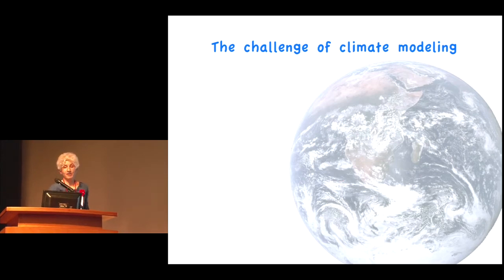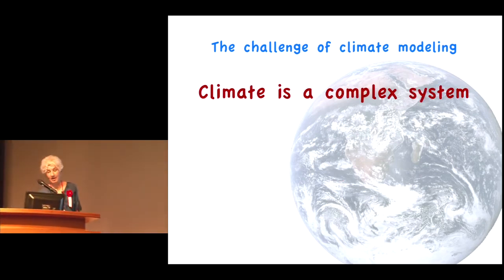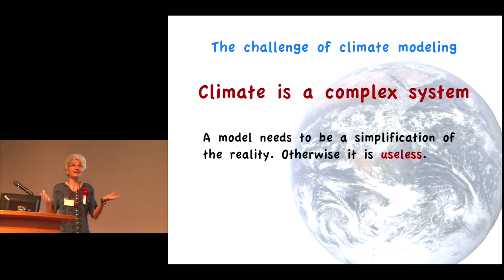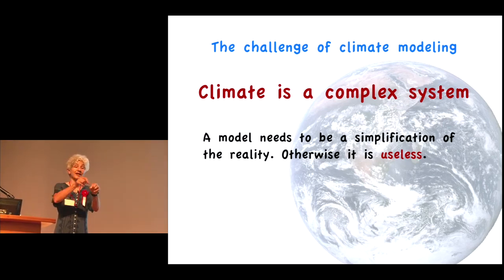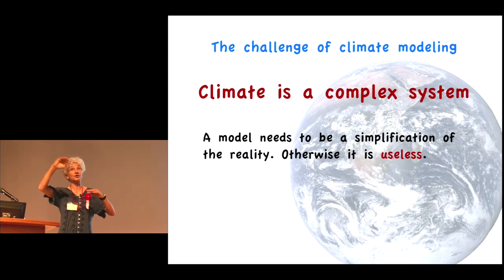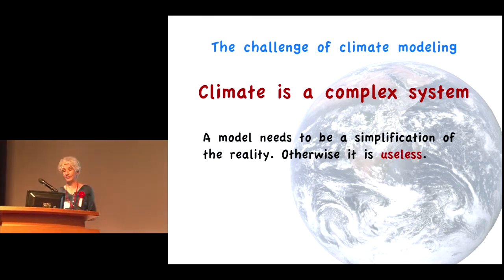The challenge of climate modeling. Climate is a complex system. When you make a model, you need to make simplifications, because if you start having the temperature at each point of the Earth every day, then you have so much data that you don't see the trend. If you want to see the trend, you need to make simplifications. Otherwise, you cannot say anything.